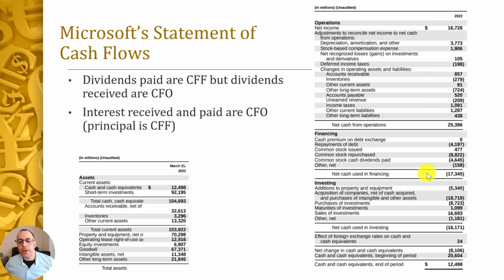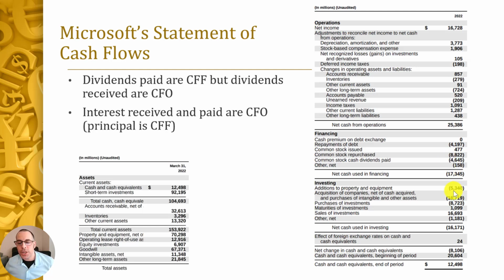Most companies list their investing section, then their financing section. They list financing before investing, but it really doesn't matter. In their financing section, they paid down $4.2 billion of debt. They bought back $8.8 billion of stock. They paid $4.6 billion of dividends. So they had a cash outflow of $17 billion.